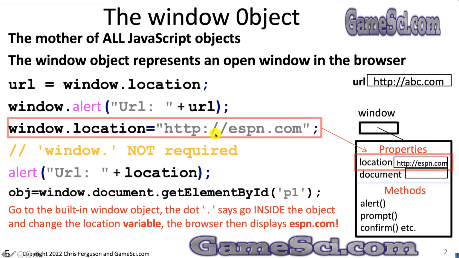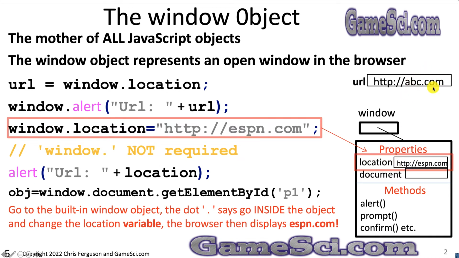Window.location equals http://espn.com. You've seen this before. We've looked at the location variable before. We are actually going to change which web page is being displayed. If you change the value stored in the location variable of the window object, it will switch your web page over to that new URL.